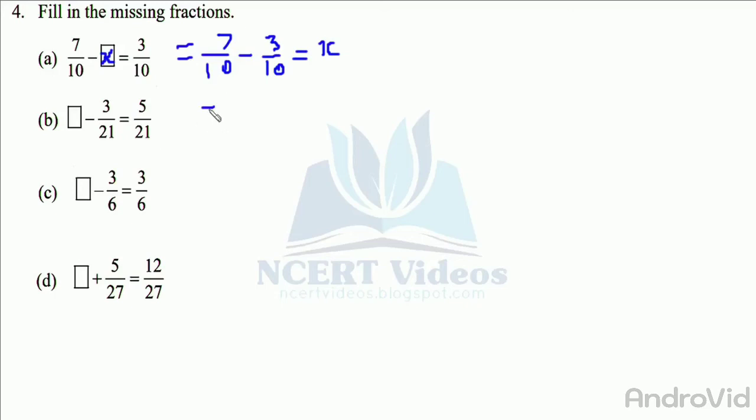So here 7 by 10 minus 3 by 10 gives you equal to X. 10 is the common LCM and 7 minus 3 would give you 4. And further reduce it, 2 to the 4, 5 to the 10 would give you 2 over 5. That is the value of X that will come in this box. So that is how we do it.